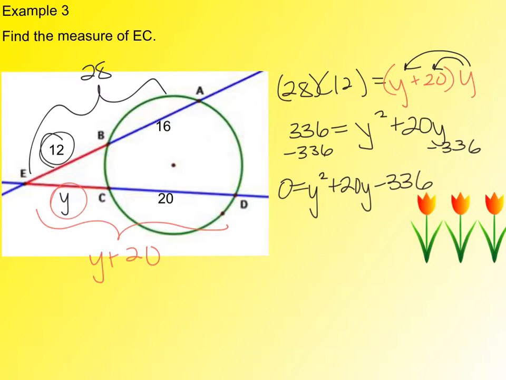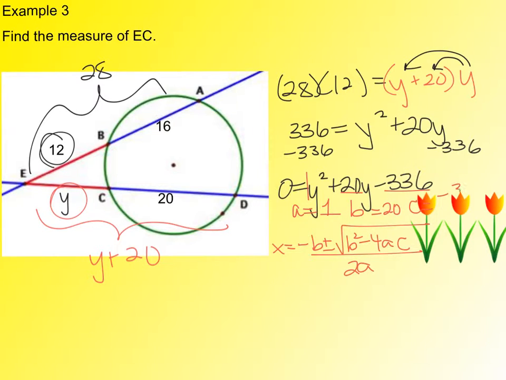So instead I'm going to have to use the quadratic formula, which says that our variable, and generally the quadratic formula is set up for x, is equal to negative b plus or minus the square root of b squared minus 4ac all over 2a. Well, my a, b, and c come from the coefficients in my problem. So my a is what's hanging in front of my y squared, so that's 1. My b is the 20, and my c is the negative 336.